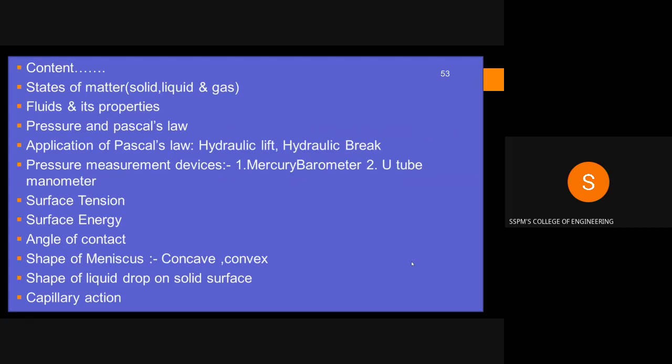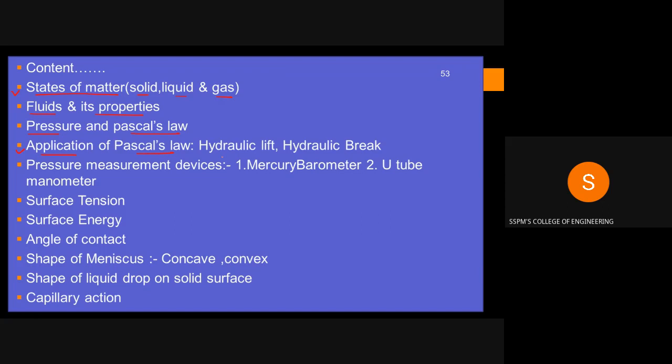So, this is the overall content of chapter 2. First, we have different states of matter. In that we have solid, liquid, and gas. Then we will study fluids and their properties. After that, pressure and Pascal's law. Then we will see the applications of Pascal's law. The applications involve Pascal's law used in the hydraulic lift and Pascal's law used in hydraulic brakes.